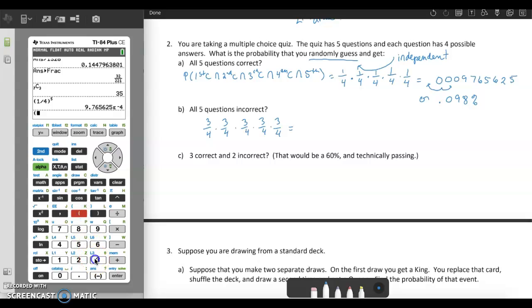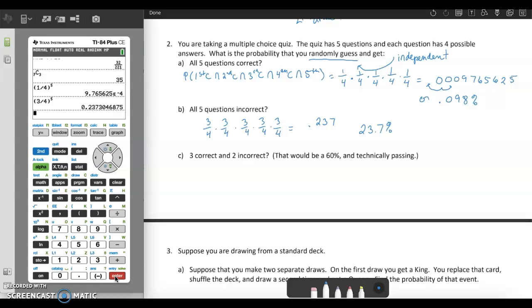So I'm taking 3/4 to the 5th power in this case. And that comes out as, let's say, 0.237. So there is actually a 23.7% probability that you will guess all of them wrong.